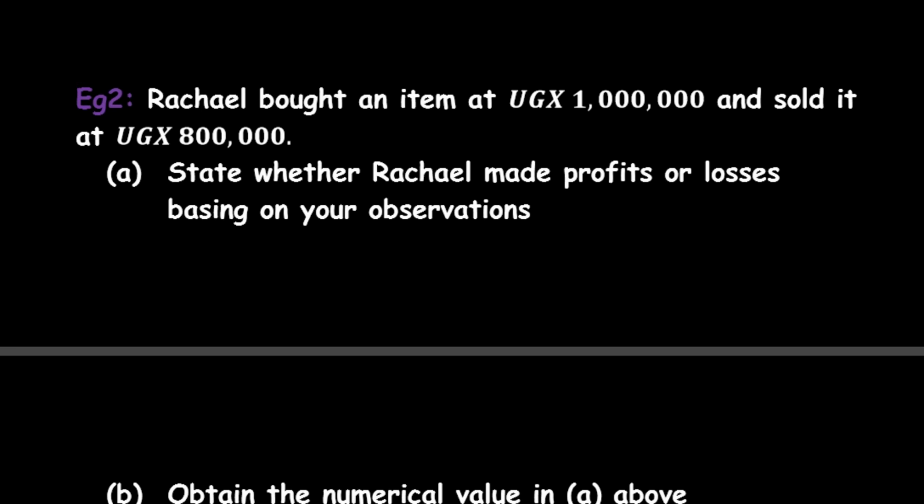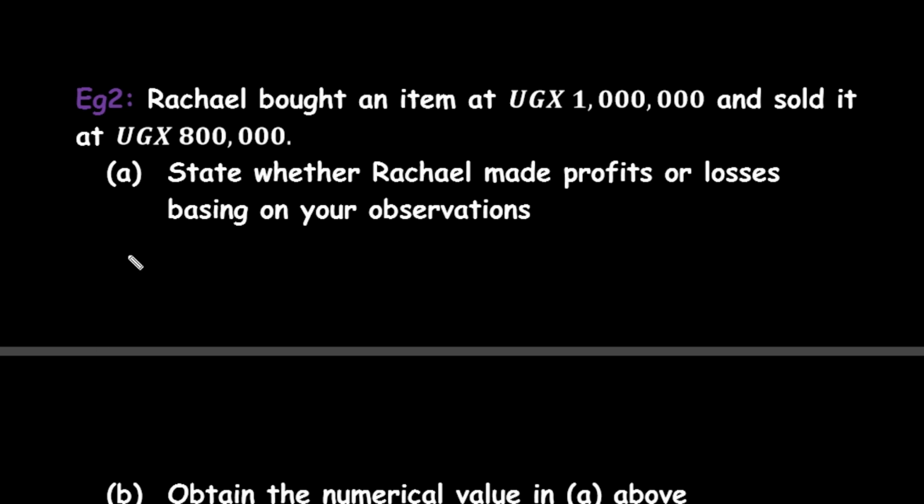Rachel bought an item at 1 million Ugandan shillings and sold it at 800,000 Ugandan shillings. Part A. State whether Rachel made a profit or a loss based on your observation. Is that okay? Now, we have to first observe the cost price and the selling price. Afterwards, we deduce whether Rachel made a loss or a profit.